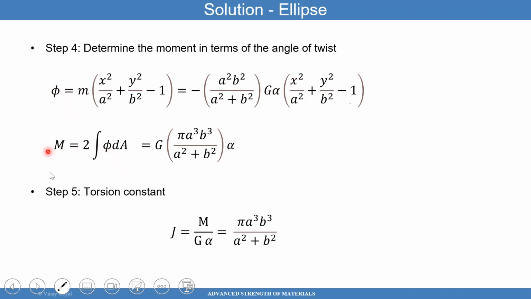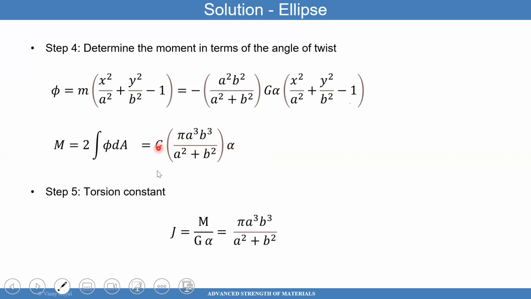And when you do that, you get the moment, and I'll let you do that in Mathematica. Do that in MATLAB. Don't do that by hand, please. When you do that, you get that the moment equals the shear modulus times pi a cubed b cubed over a squared plus b squared, times alpha. Guess what? Now I know what the moment is. If I apply a torque to that elliptical cross-section, I can tell you how much it's going to twist.